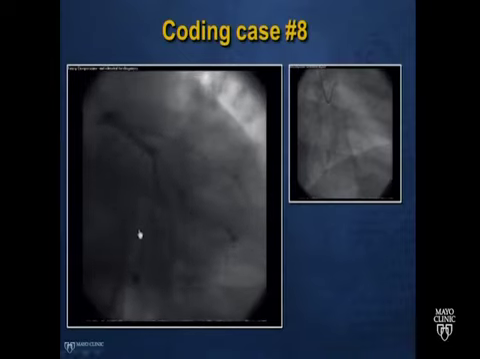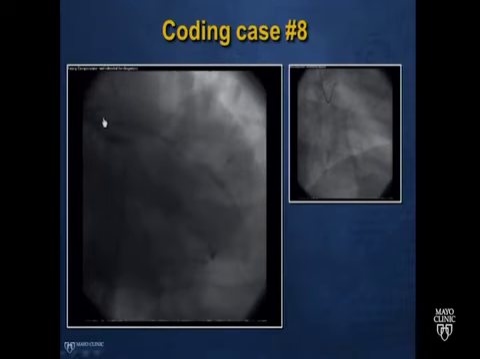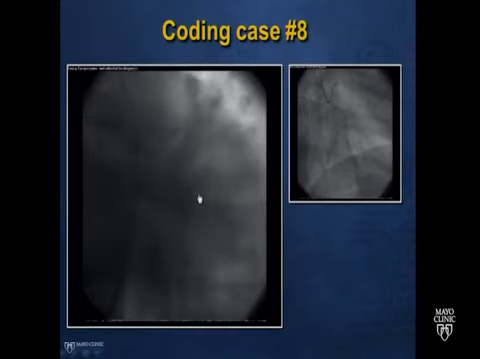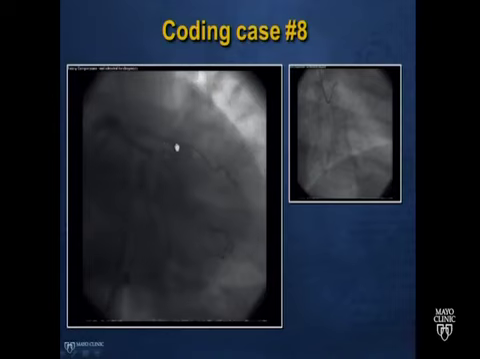So the main point of this one is to make sure you see that the left LAD is completely occluded and there's a stump here. So all the vessels here are moving in the same direction. So before anyone confuses this vessel for being the LAD, these are all circumflex vessels because they're all moving in the same direction.